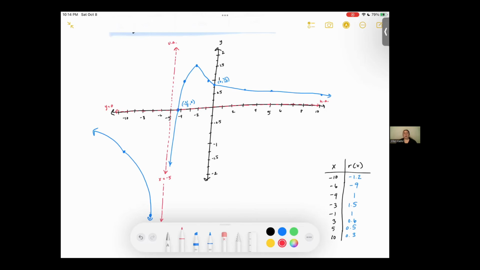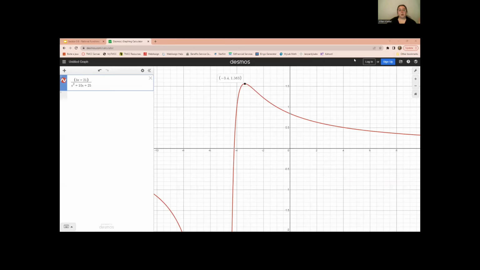Now we're going to go ahead, we're going to go to Desmos, and we're going to compare our drawn graph with a perfect graph on Desmos. So let's go ahead and go to Desmos and see what our values are going to be there. All right, so here is our graph on Desmos, so the perfect, really nice graph that we're kind of looking at here. We can fill in our vertical asymptote.